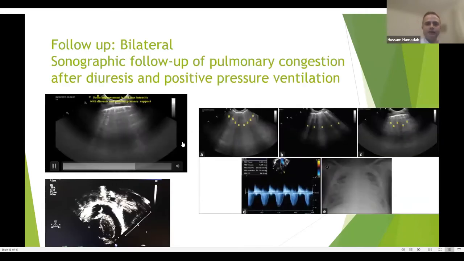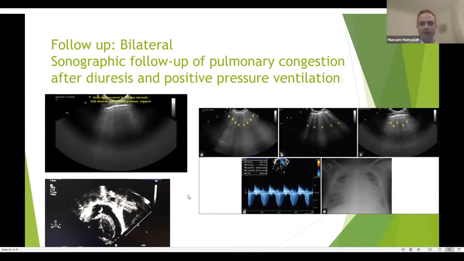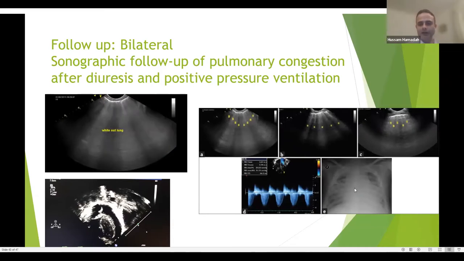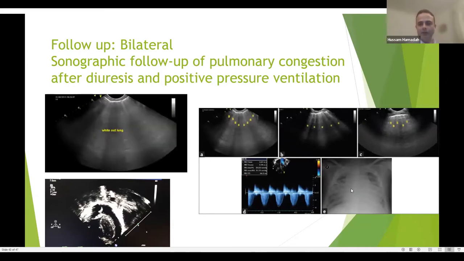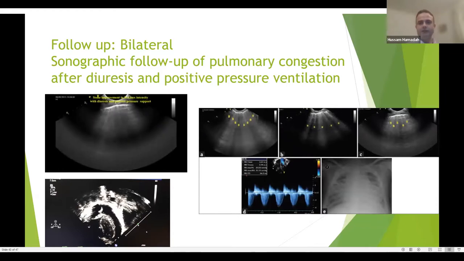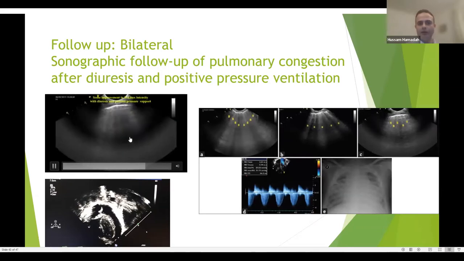We are using ultrasound in our PCICU to check the response to treatment. For example, this patient had mitral regurgitation. He was in severe heart failure. We admitted him. We put him on positive pressure ventilation. We started the inotropes and we started the diuresis. And we did an echo series for him.